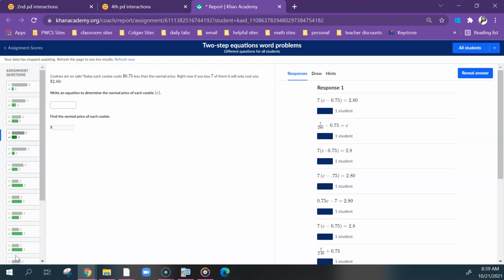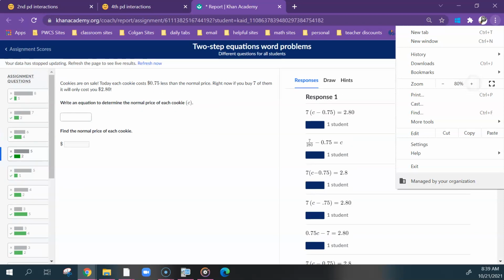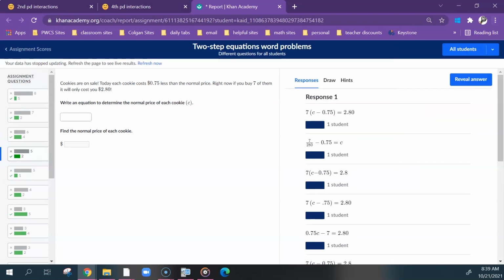So this problem, you may have not seen this problem exactly on Khan Academy. I'll read it out loud. It says cookies are on sale today. Each cookie costs 75 cents less than the normal price. Right now, if you buy 7 of them, it'll only cost you $2.80.